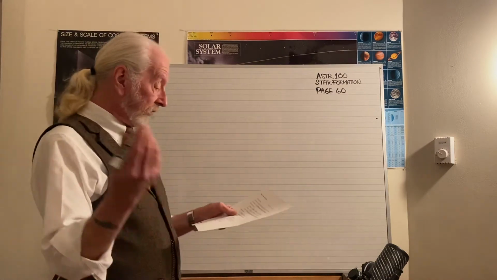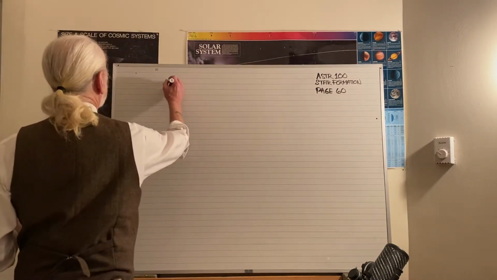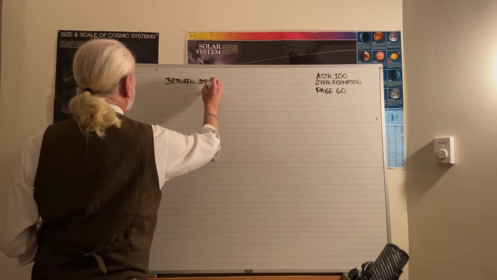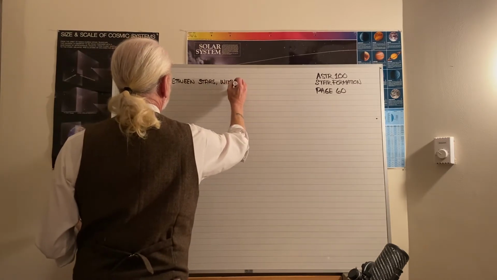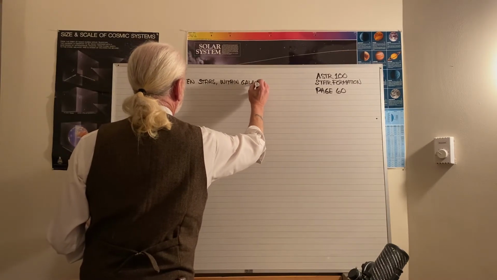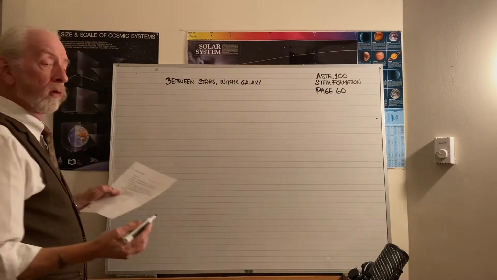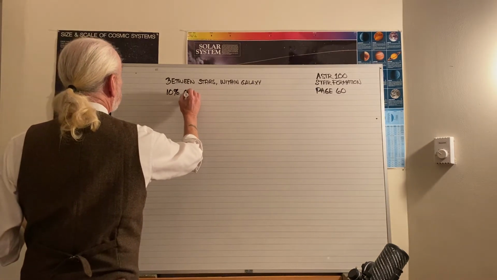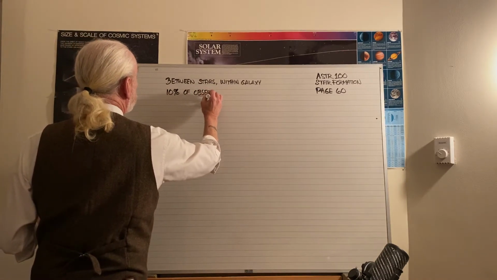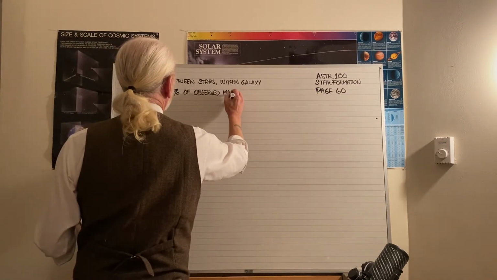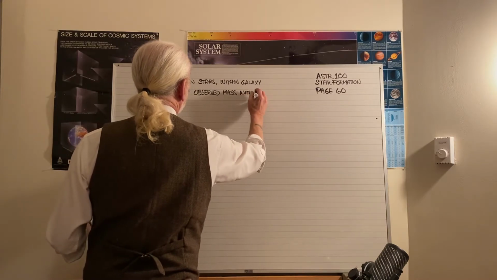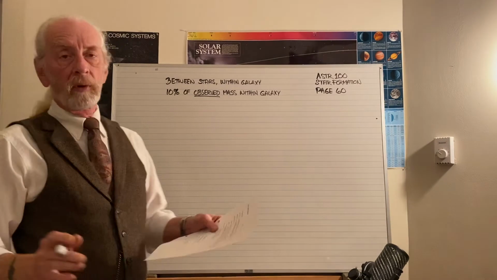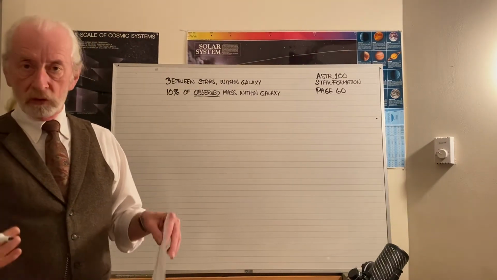Interstellar medium. Interstellar just means between stars within a galaxy. And it contains roughly 10% of the observed mass within a galaxy. And I'll underline that, observed. Remember, we're not talking about dark matter here. We're talking about that which we can observe directly.